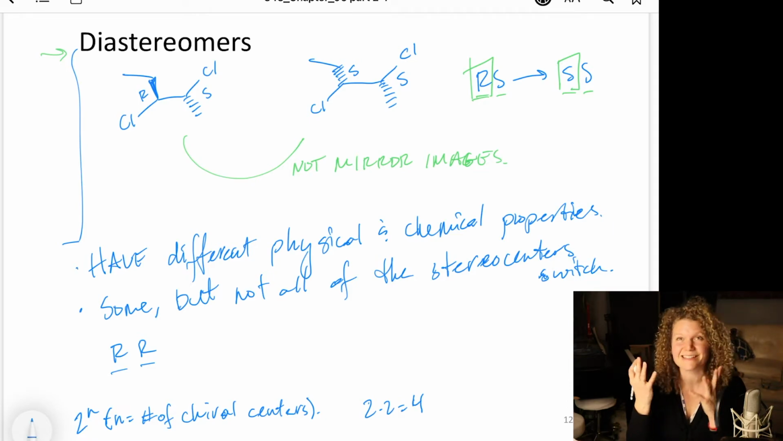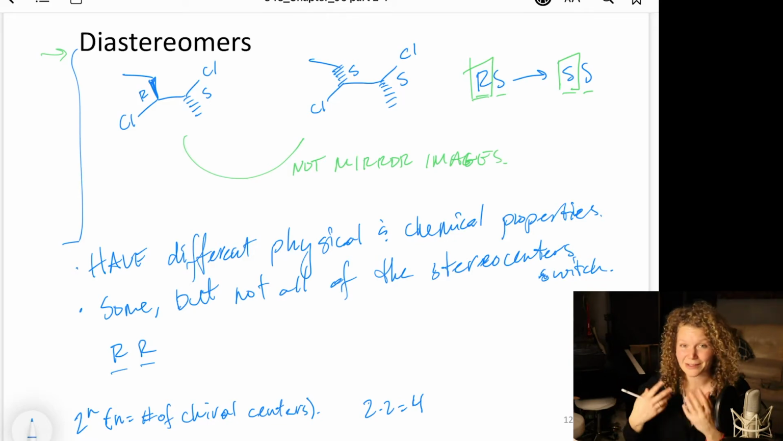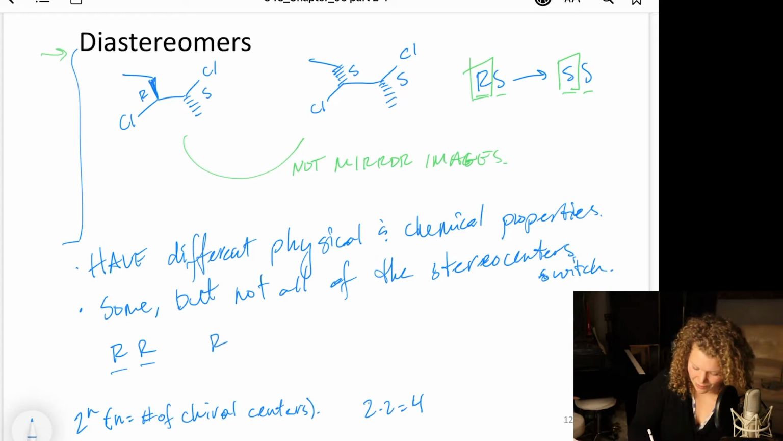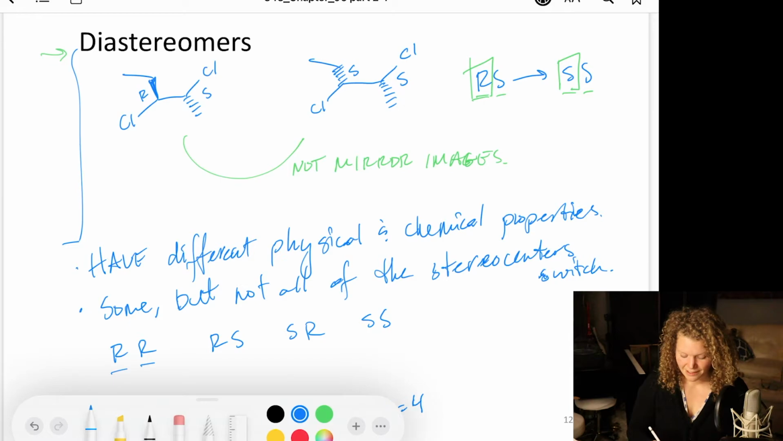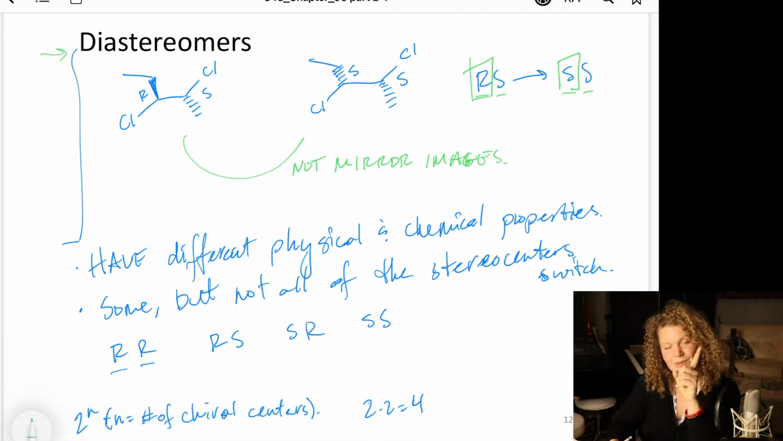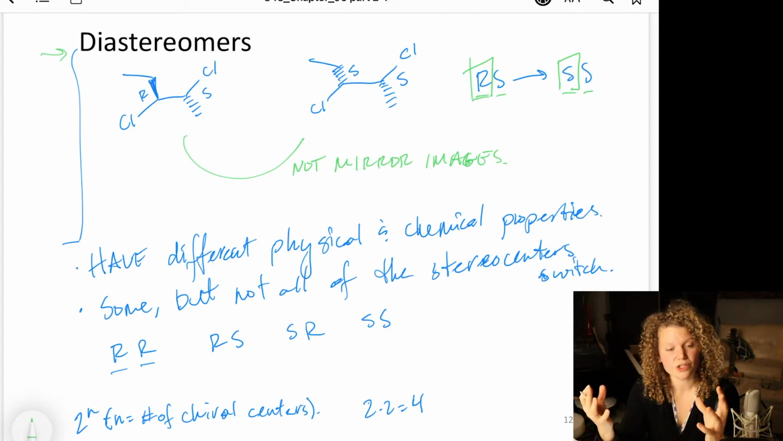So let's just consider a molecule that has an R and an R stereocenter. And we're thinking about the same molecule, same connectivity here. R and R would be one possibility, RS, SR, and then you have SS. Now you're like, wait a minute, some of these are enantiomers, and you are correct, okay? Remember, we're dealing with relationships of molecules.